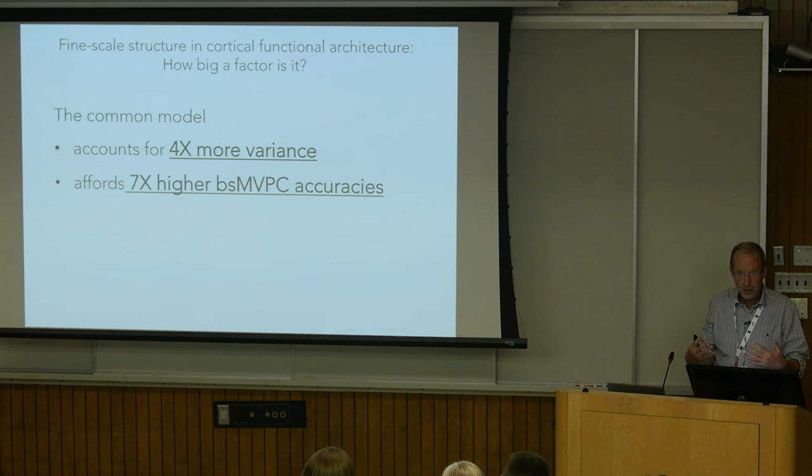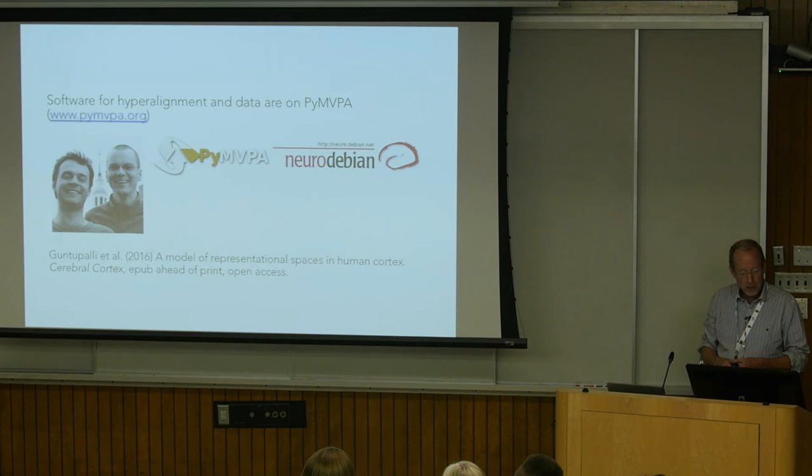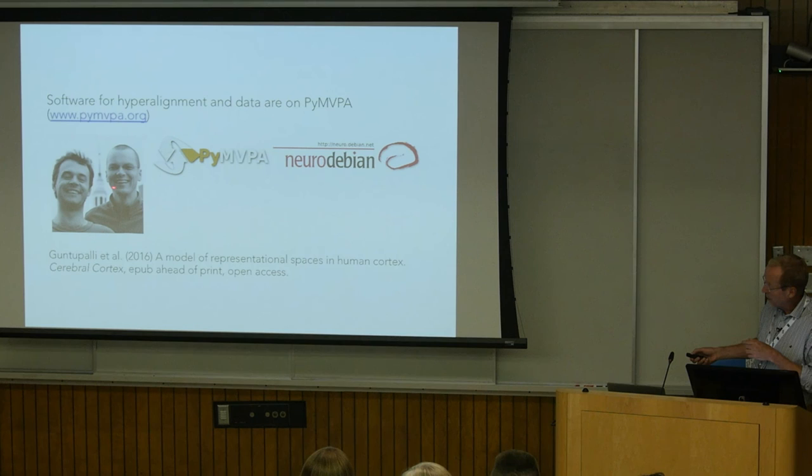So I'll end with this. This is Michael Hanke. He was in the lab. He's now at the University of Magdeburg. Yaroslav Halchenko, when he had hair. And this is Baker Tower at Dartmouth. And they are the developers of PyMVPA and NeuroDebian. And all the software for hyperalignment and the data are now on this website. So you can look at it. And the paper is now published in Cerebral Cortex on the whole brain model. And thank you for your attention.